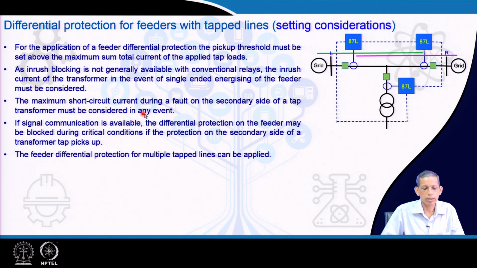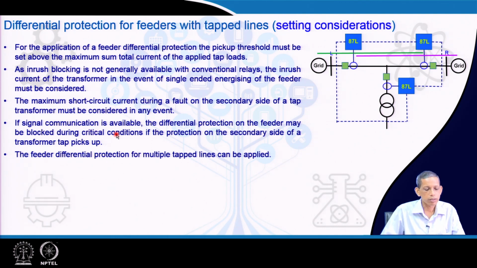The maximum short circuit current during a fault on the secondary side of a tap transformer must be considered. What do we mean to say? The maximum fault current just after the tap transformer must be considered from the differential perspective while setting the relay. We will go to that example in the subsequent slide also.